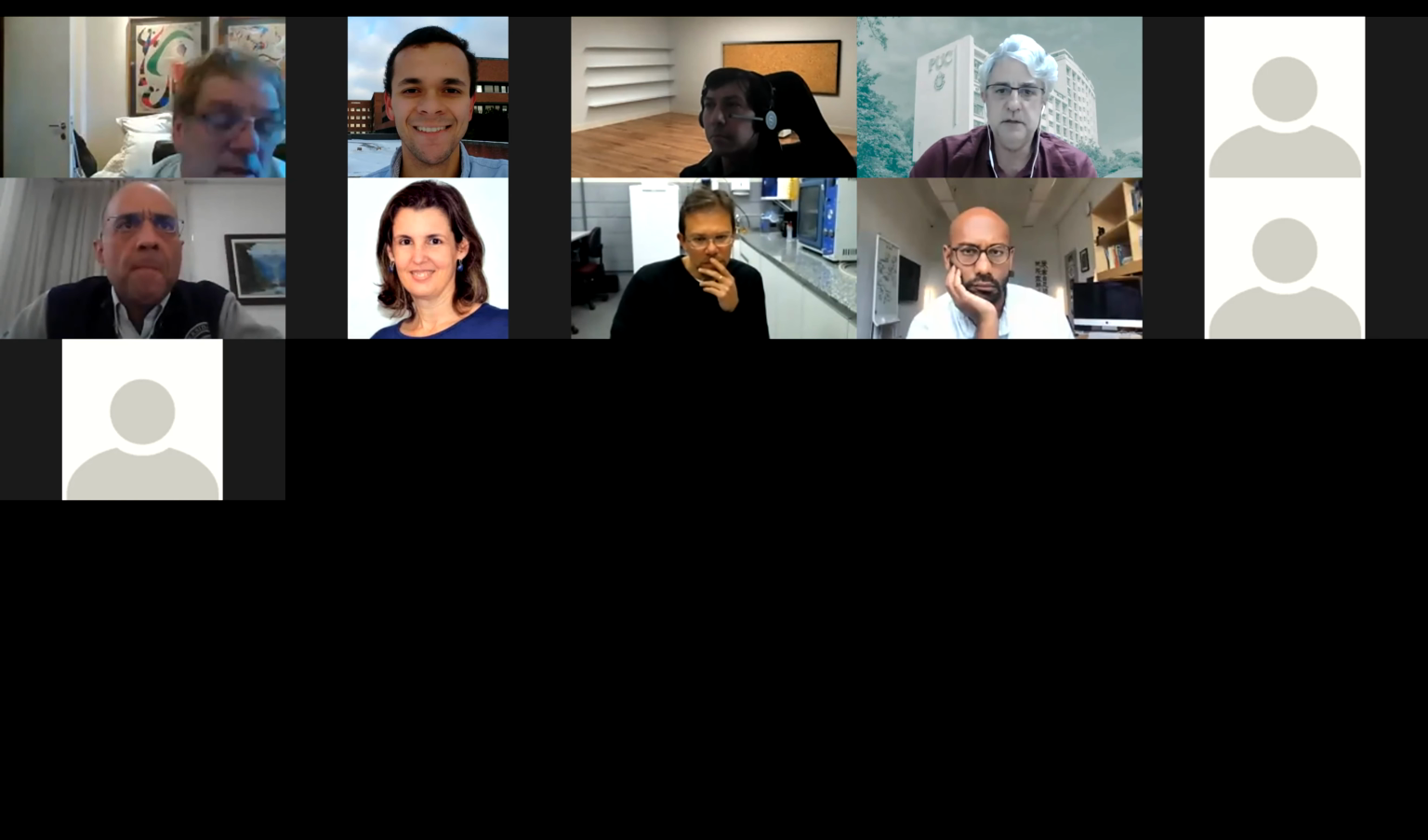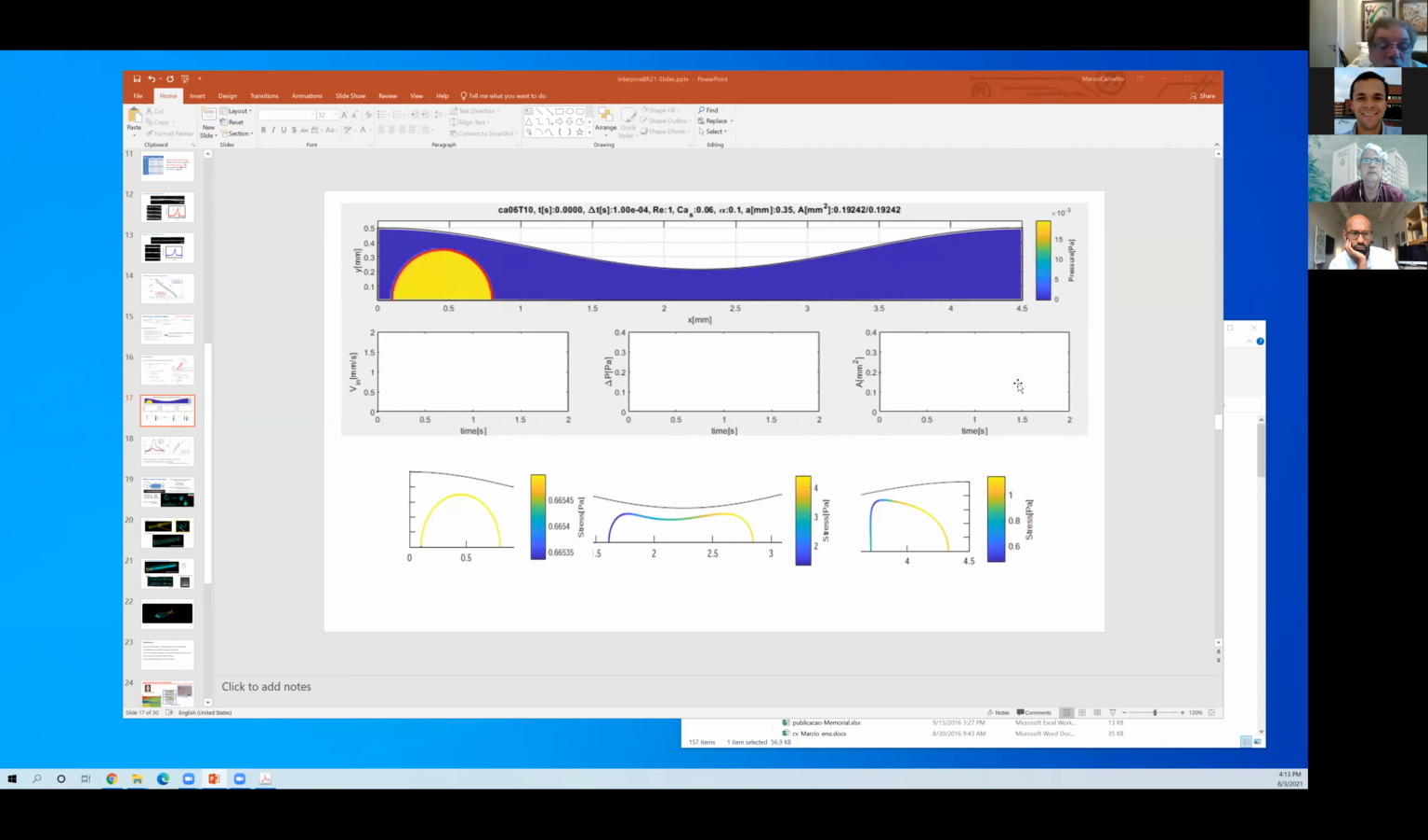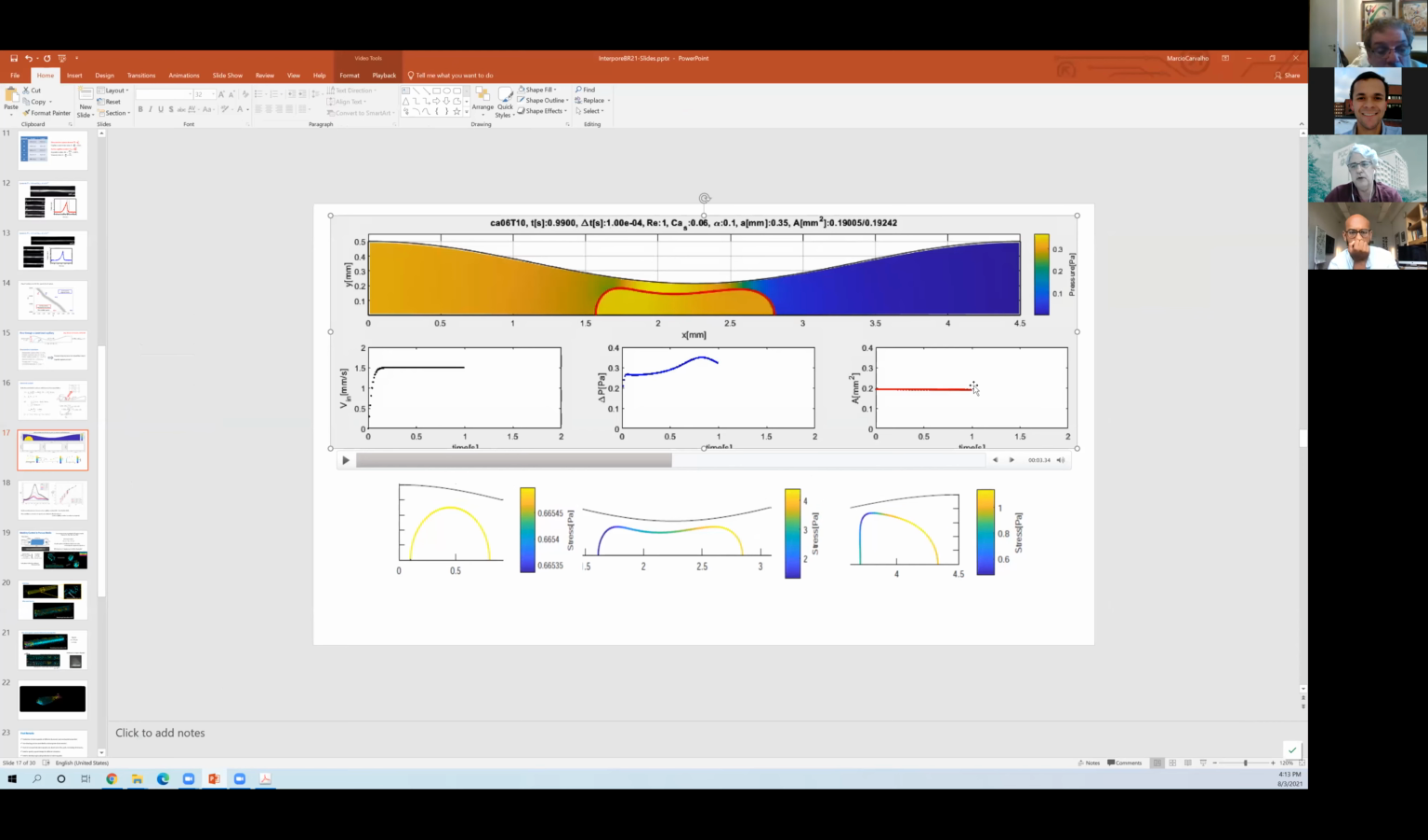And that's why, if I share my slide here, it's not always good, because if I go back to my slide, the last plot on the right is the area inside the capsule. So we need to track it to make sure that we're not losing mass.